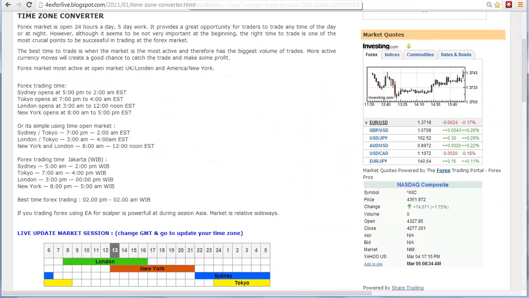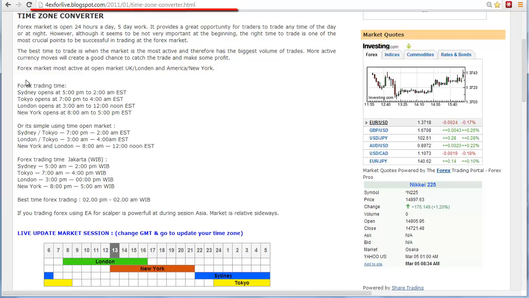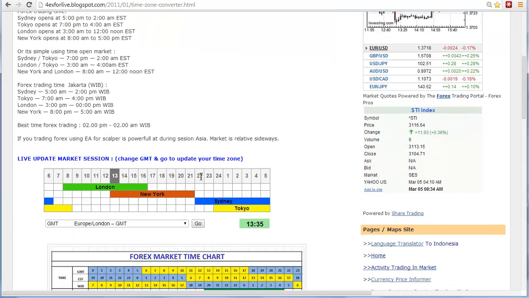You can go to this website to see market trading sessions and customize your time zone. The address you can see on the top. All the information about the trading sessions is displayed here. Also, you can adjust your time.